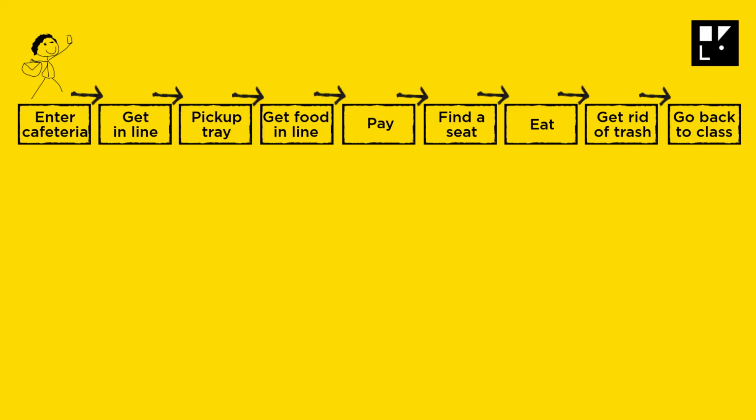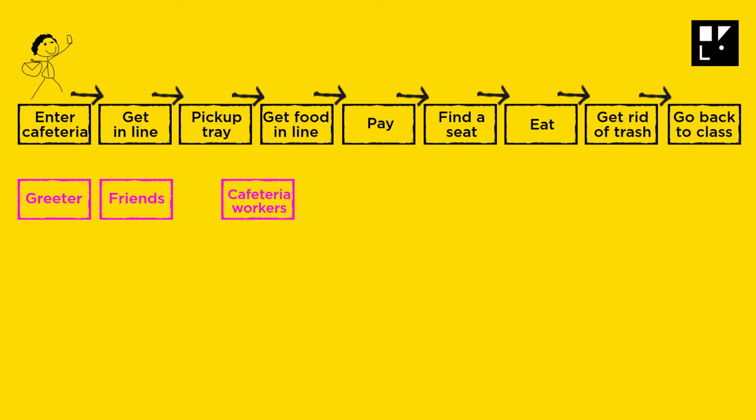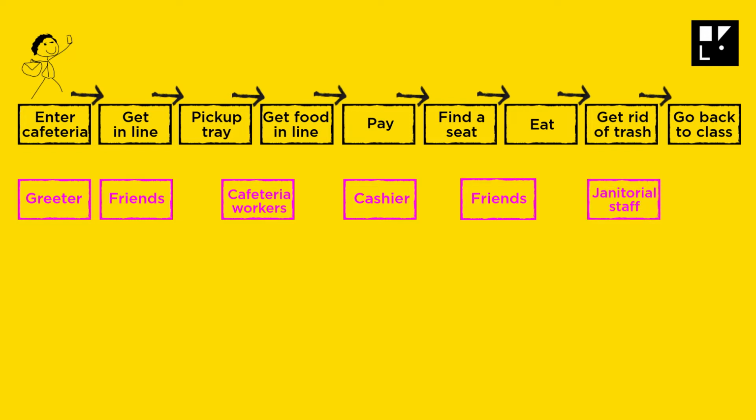Now I want to pay attention to things that he might experience along the way that can help me design that lunchroom experience to improve it. First thing I'm going to do is think about who does he interact with. As he enters the cafeteria, he meets the greeter. He gets to the lunch line, he might run into some friends along the way. Let's assume that he does. He talks to the cafeteria workers where he gets his food, connects with the person at the pay station, sits with his friends again, says hello to the janitorial staff on the way out, and returns to class.